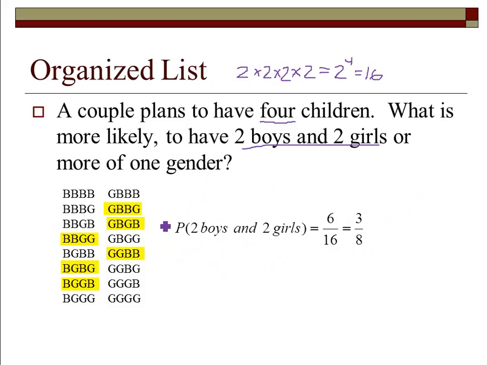Or I can add up all the other ones and I get 10 out of 16, which are more than one gender. So it's more likely I have more than one gender, because I went over 50% on this one while it was less than 50% to get 2 boys and 2 girls. Okay, so organized lists are really nice when the probabilities are all going to be staying the same. So getting a boy and a girl are always the same. The probability of getting a boy is a half always. The probability of getting a girl will be a half always. So the probabilities are not different for different combinations.